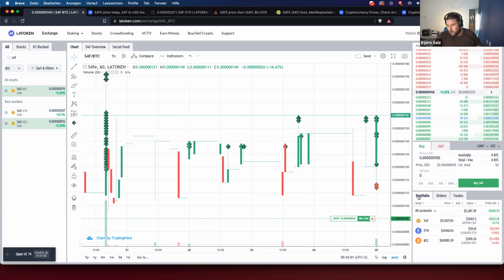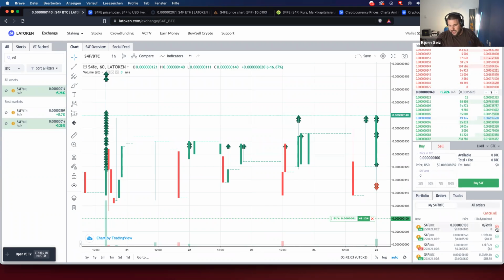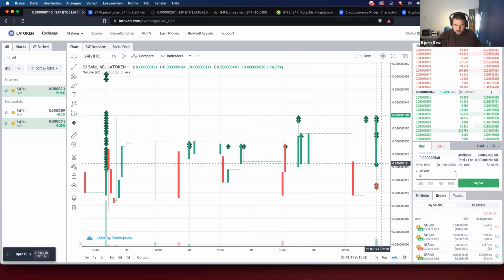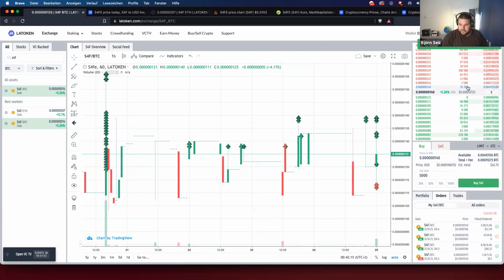If you say, hey, no, I don't want to place a higher price, I just want to jump into the market, then you can also say, hey, I want to purchase, as an example here, 5,000 SAFE, which is like $50, place the order. And then you can see here, the order which was just 40,000 gets lower and is now 35,000. This helps us really a lot.